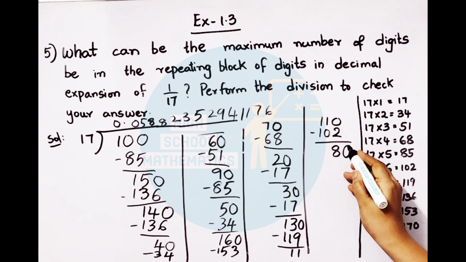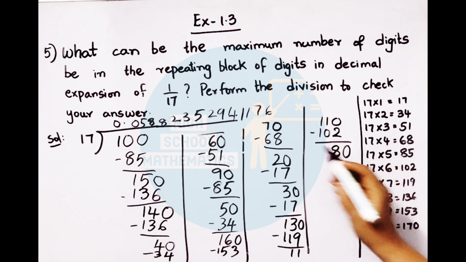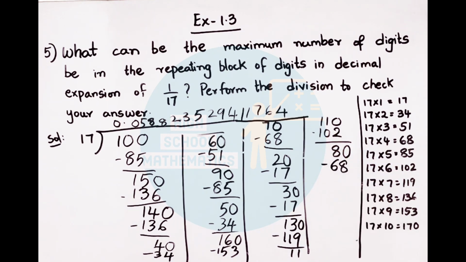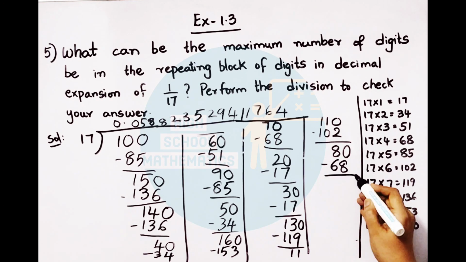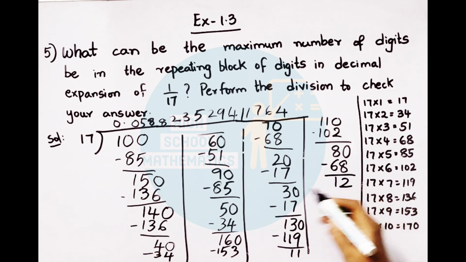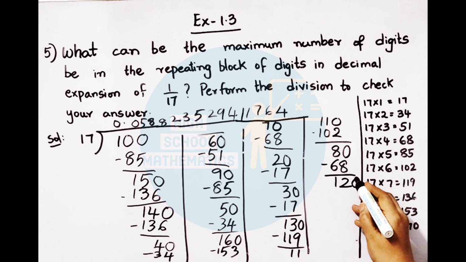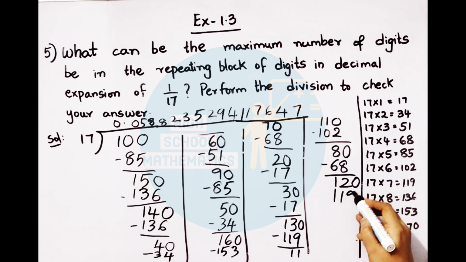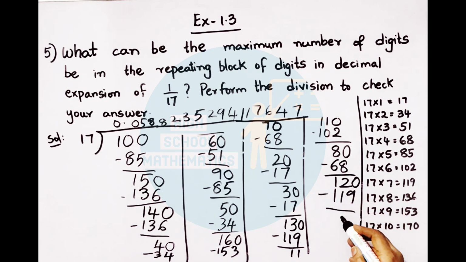Add a 0. Now the number is 80. 17 fours are 68. See now 80 minus 68, remainder is 12. 12 is less than 17. Add a 0. Now the number is 120. 17 sevens are 119. 120 minus 119, remainder is 1. So we shall stop the division here.